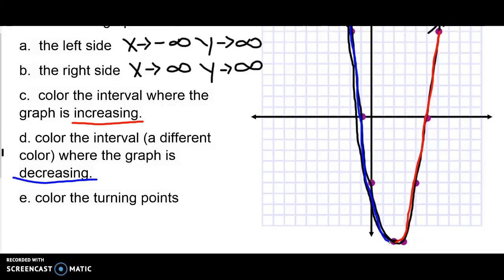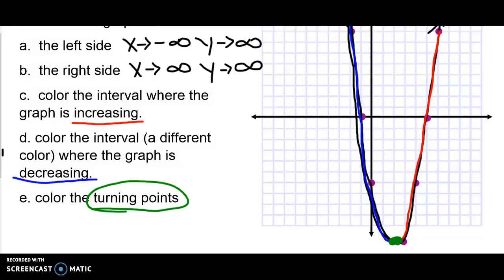All right, and now I want you to color with a different color the turning points. Now, some graphs have more than one turning point, so think about it. If you were on this roller coaster, where would you turn and start going either up or down? It would turn right about here. So all I want you to do is color that. Okay, so pause this if you need to finish it and check it.